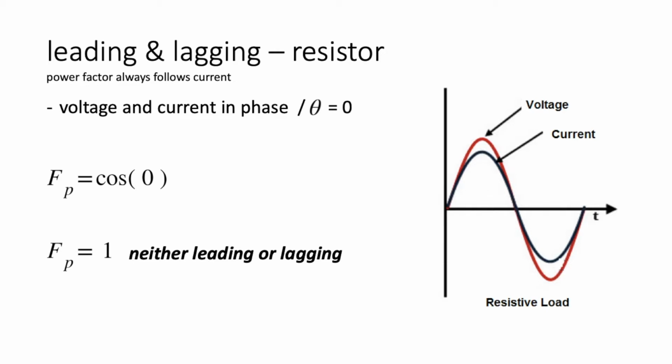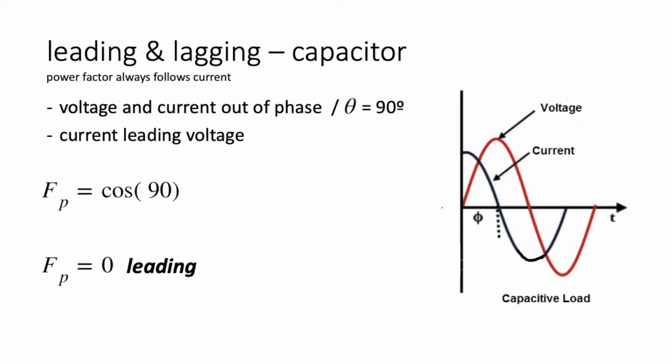The resistor. We can see here that for a resistor, the voltage and current are in phase, and therefore the phase difference theta equals 0. This gives us a power factor of 1, which is neither leading or lagging. Whereas for a capacitor, the voltage and current are out of phase by 90 degrees. You can also see that the current is leading the voltage. So plugging in theta equals 90 degrees, we find that capacitors have a leading power factor of 0.